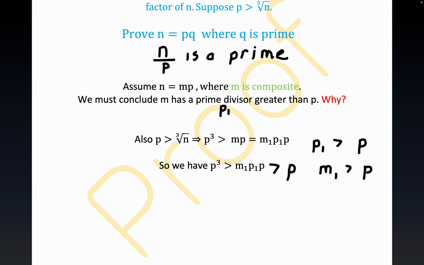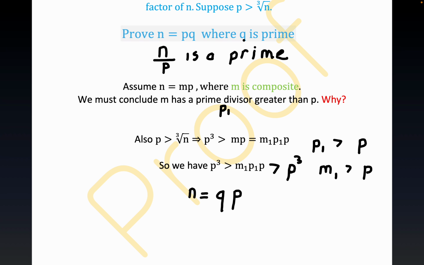Right? But that's clearly a contradiction. It's clearly impossible. We have p cubed is greater than itself, right? So what does that mean? That means we have to conclude that n is equal to q times p, because we assumed that M was composite. All right, but we just reached this absurdity right here. So that means that N is indeed equal to the product of 2 primes.